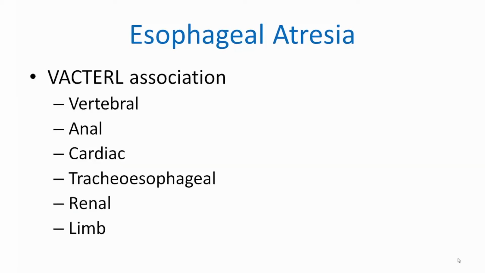The VACTERL association is an acronym for a set of defects which commonly occur with one another. The V stands for vertebral, and the defects included in this are hypoplastic vertebra, and this means an underdeveloped vertebra, or we can have a hemivertebra, and a hemivertebra is when half of the vertebra is missing. We diagnose this with an ultrasound.